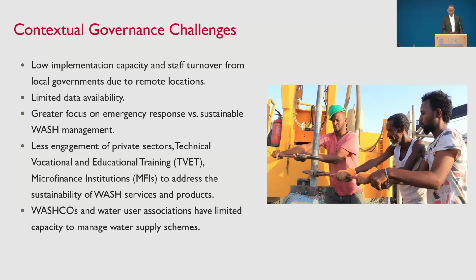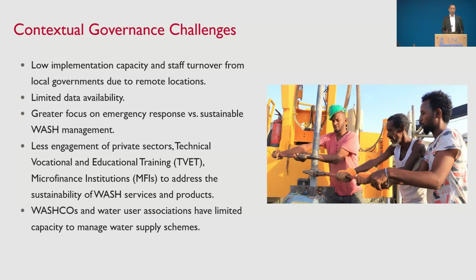The other one is that the WASHCOs and water user associations have limited capacity to manage water supply schemes. In most cases, the WASHCO water management is limited because of their capacity. Specifically, in pastoralist communities, women are more vulnerable to water scarcity, so they move very far distances to fetch water. And in WASHCOs, they are not part of the scheme management. So that is a big problem for us.